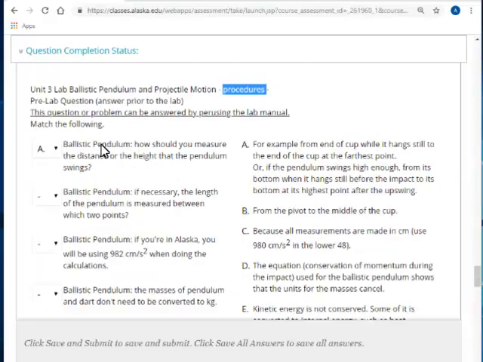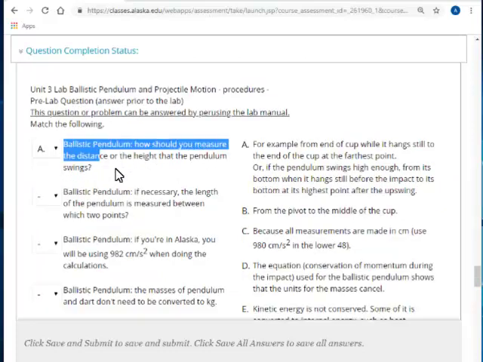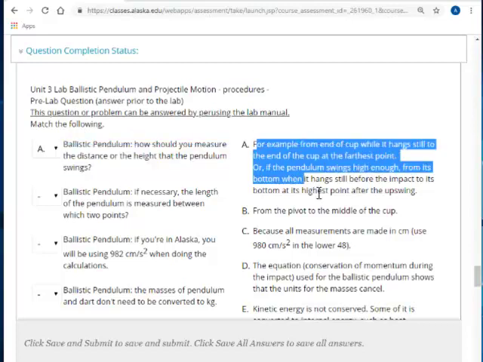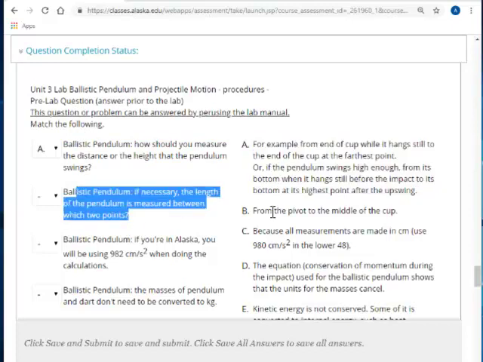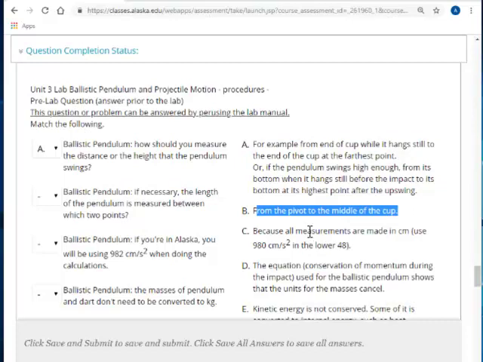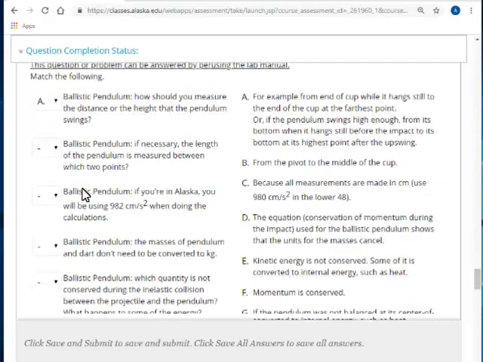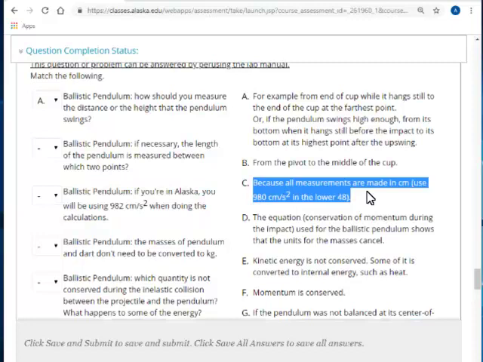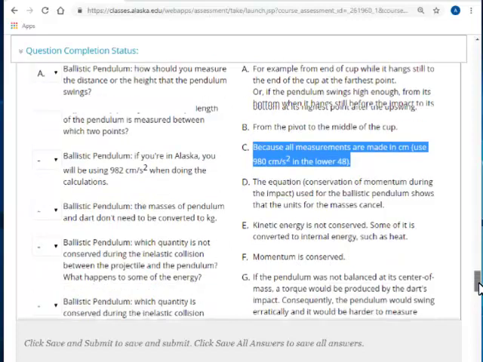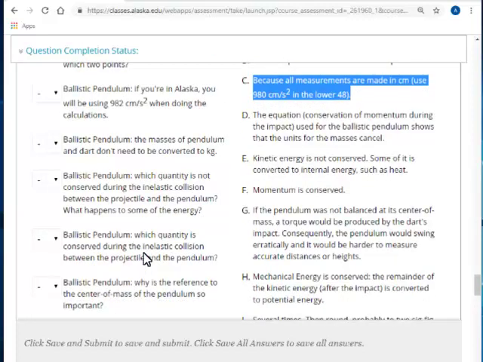You look at the procedures. Ballistic pendulum, how should you measure the distance or the height that the pendulum swings? And then read through the statement here yourself. Ballistic pendulum, if necessary, length is measured between which 2 points: from the pivot to the middle of the cup. If you're in Alaska, you will be using 982 centimeters per second squared, because your measurements are made in centimeters. A typical mistake is to use 9.8 meters per second squared, but then you have to convert one or the other, meters to centimeters or the other way around. And again, you can read through the other statements yourself.